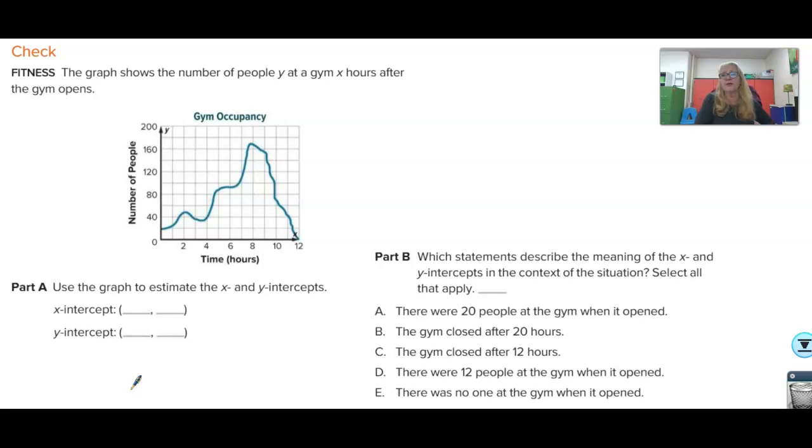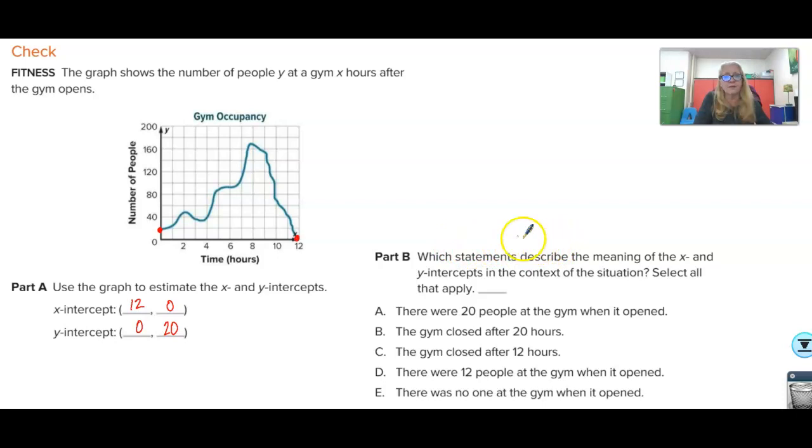Okay, so here we have the graph that shows the number of people y at a gym x hours after the gym opens. Use the graph to estimate the x and y intercepts. The x intercept would be what, right here? All right, the x intercept is at 12, 0. We're estimating, it might be a little off. The y intercept is right about here, so that would be at 0, 20.